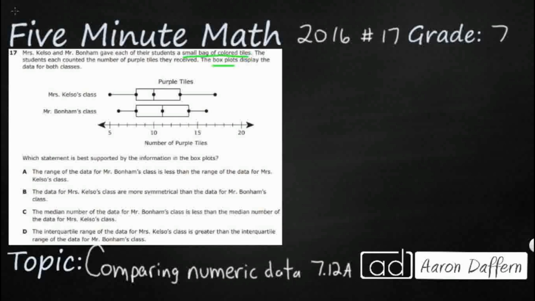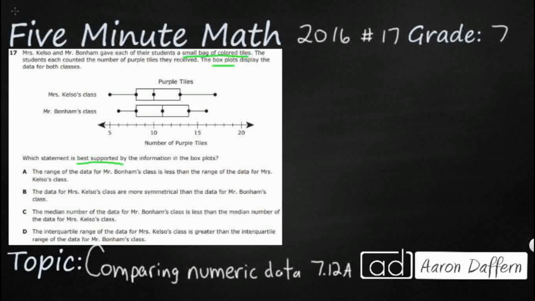So these are box plots, sometimes called box and whisker plots, because you've got a box and you've got some lines sticking out on the other side. So we need to figure out exactly how to read these box plots. We'll do so as we look at each of these statements. We're finding the one statement that is best supported by this information.